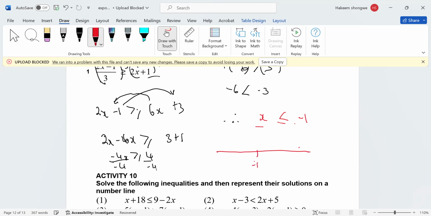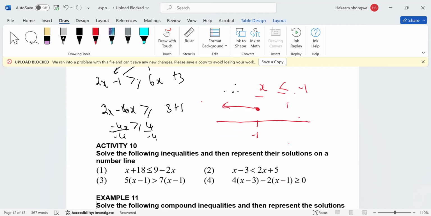You have -1 here. And then are we going to use a shaded dot or a hollow dot here? We're going to use a shaded dot. Values that are less than, are they in direction 1 or direction 2? They're in direction 2. So you're going to say it's less than, and then you're going to have the following. And then you are going to do the following as an activity. Activity 10, as the homework.